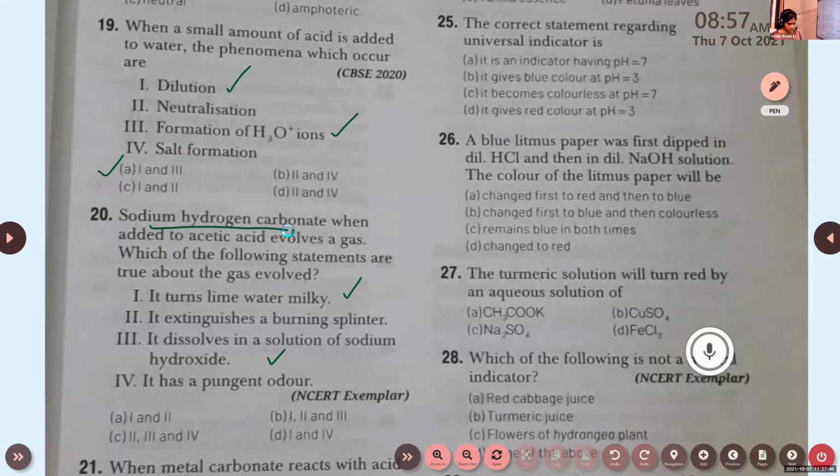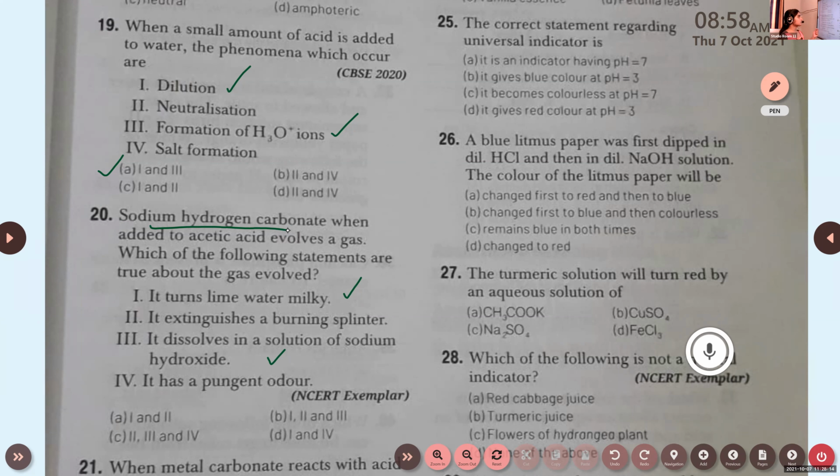Page number 20. What do metal carbonates and metal hydrogen carbonates produce when they react with acids? Then you can tell me which gas is produced there. Hydrogen or carbon dioxide? Carbon dioxide. Okay, only carbon dioxide can make lime water milky. In the case of hydrogen, bubbles will be formed, and when we bring a burning candle towards this gas, it burns with a pop sound.